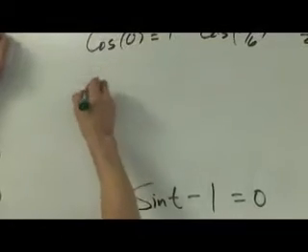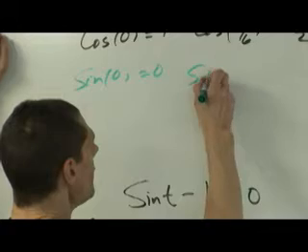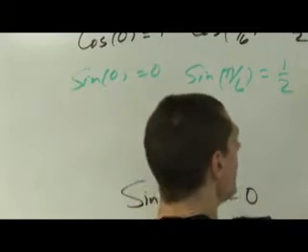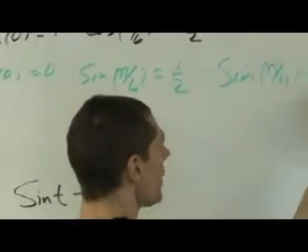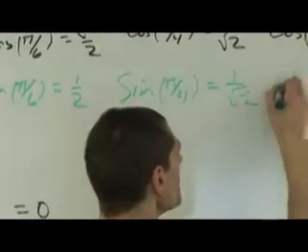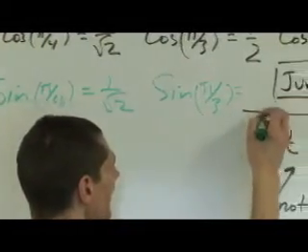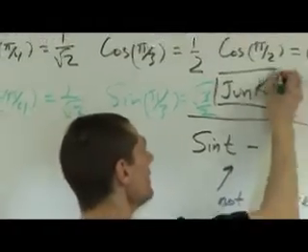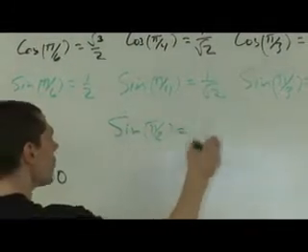Now, let's think of this. We know that sine of 0 is 0. The sine of pi over 6, which is 30 degrees, is 1/2. The sine of pi over 4 is the same as the cosine, 1 over the square root of 2. The sine of pi over 3 is the square root of 3 over 2. This is happy junk. Lastly, the sine of pi over 2 is 1.